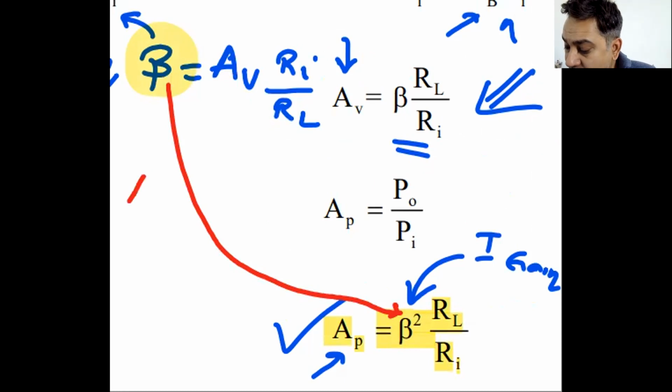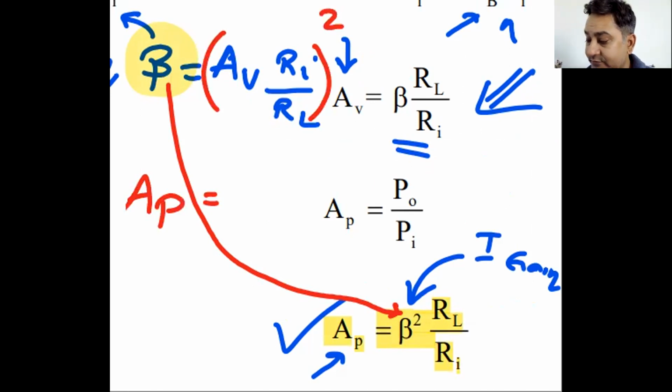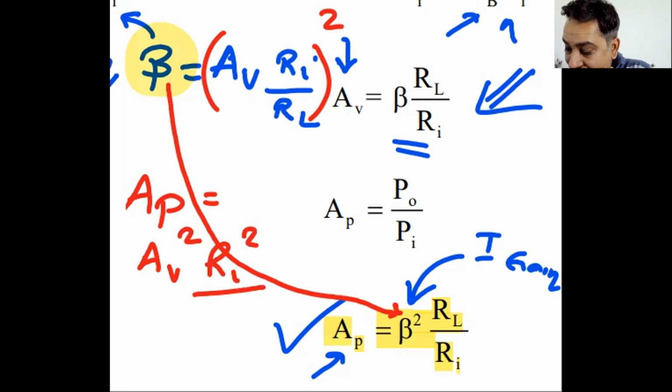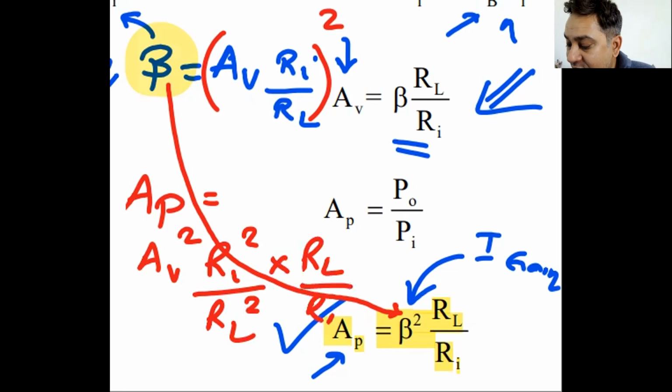So what will be my power gain? My power gain will be equal to, we have to square this. Do we understand this? Yes, sir. So it will be AV square into RI square divided by RL square. Do we understand this? Yes, sir. Multiplied by RL divided by RI. Do we understand this? Yes, sir.